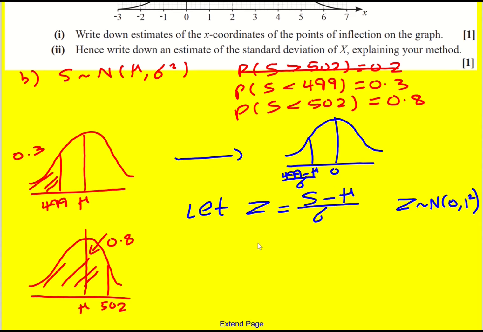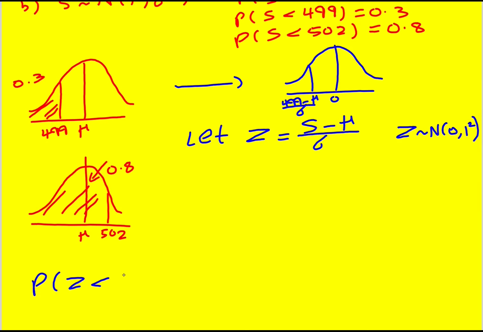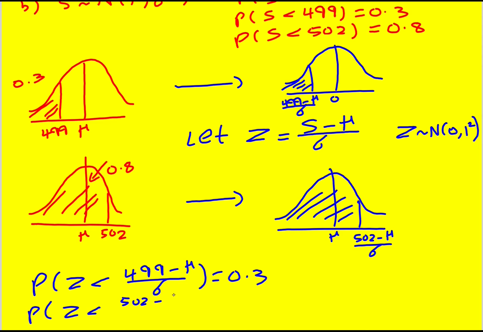But I can still write down the probability. The probability now that Z is less than 499 minus mu over sigma is still 0.3. That property has not changed. I've just transformed the distribution. And I do exactly the same with the second one. Here now it's going to be 502 minus mu over sigma. The probability that Z is less than 502 minus mu over sigma is equal to 0.8.